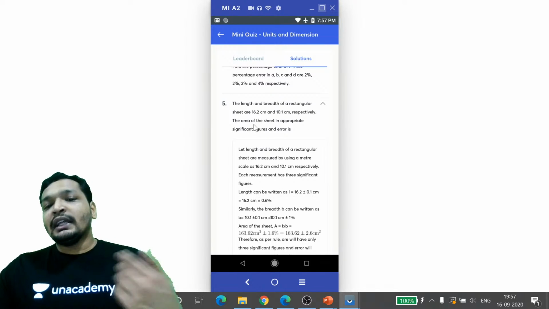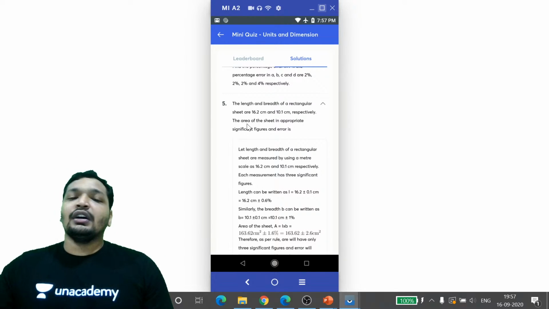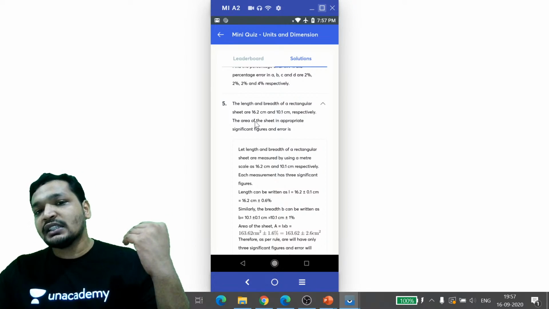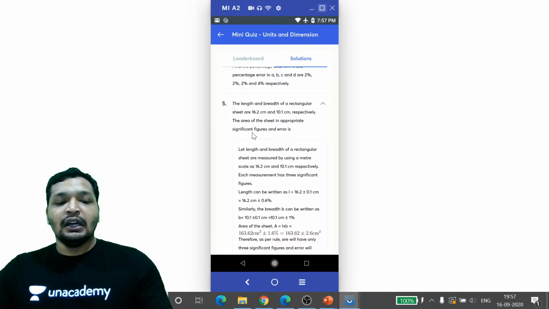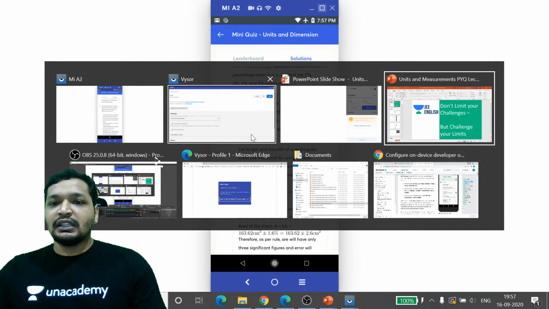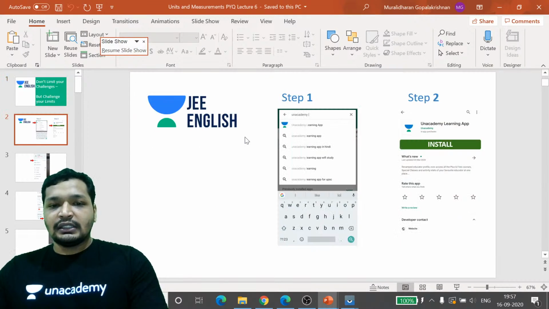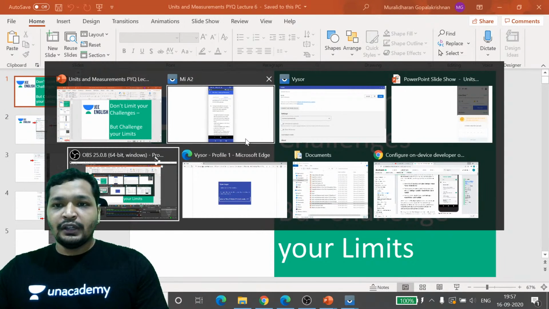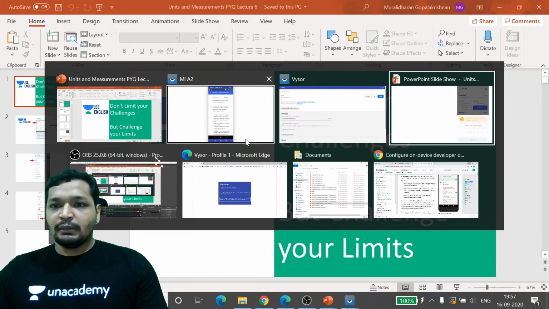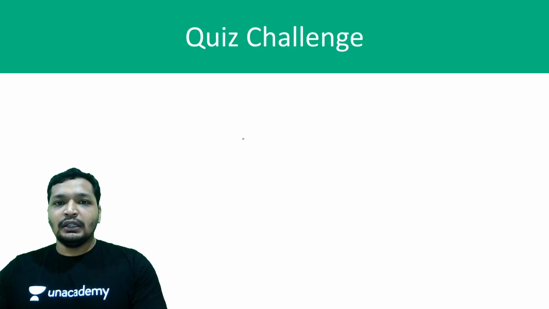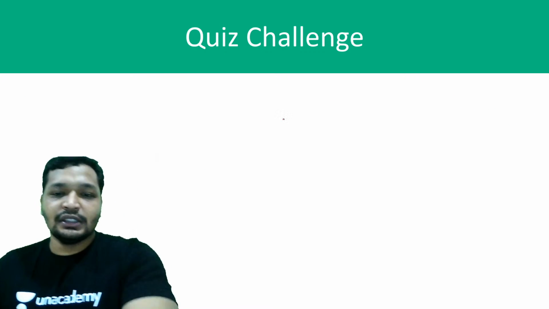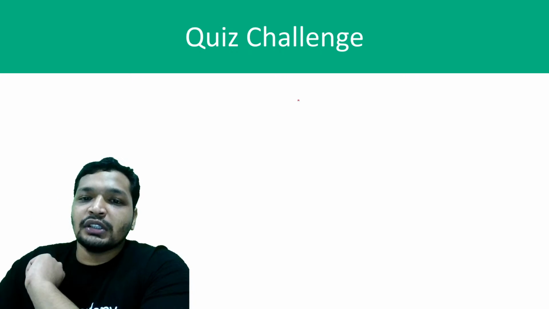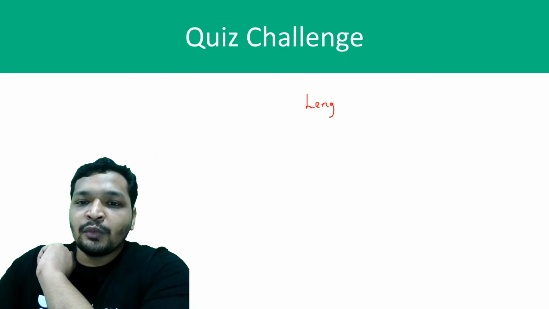So given to you are the length and the breadth of a rectangular sheet. The length is 16.2 centimeters, which means the least count of the device is 0.1 centimeter. Let's do a thing: I'll discuss this question before we move on to the lecture. Just a moment, guys. Okay, this was units and dimensions. So there were two things given to you, I believe: one was length and the other was breadth.